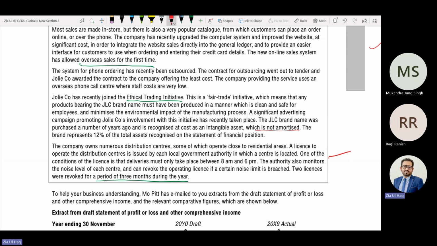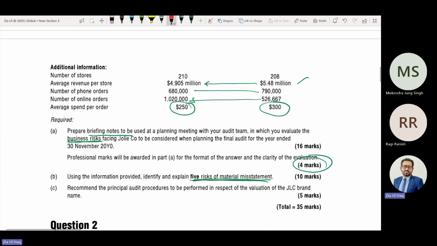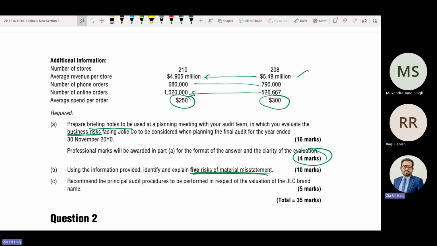Can we discuss 5 risk? Easy. Now part C for 5 marks only. Recommend the principal audit procedures to be performed in respect of the valuation of JLC brand name. Relating to JLC brand name valuation, you need to write down 5 procedures. Mainly the issue is that they are not amortizing. So main procedures 3 must be for amortization. Can you try this part for yourself? 5 on procedures.